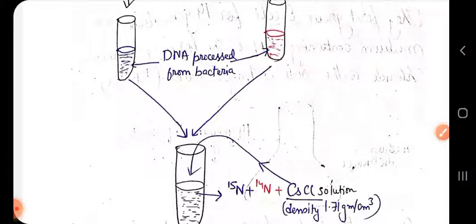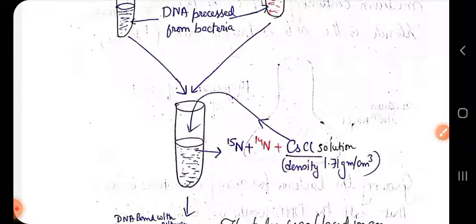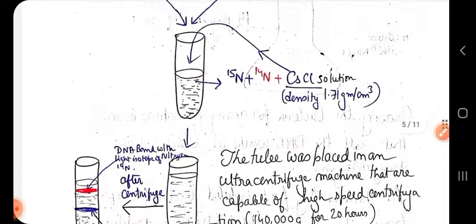Now we have isolated the DNA from the respective bacterial samples, one labeled with heavy isotopes of nitrogen and one with light isotopes of nitrogen. Then we mix equal volumes of DNA solution and add a concentrated solution of cesium chloride whose density is similar to the DNA, 1.71 gram per centimeter cube. Now the tube is placed in an ultracentrifuge machine capable of high speed centrifugation.